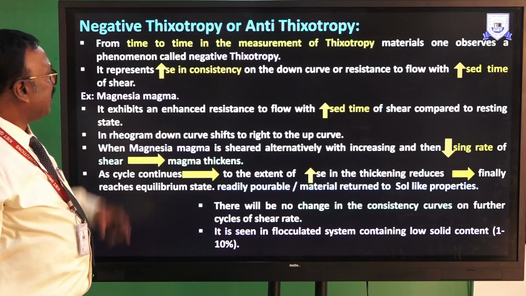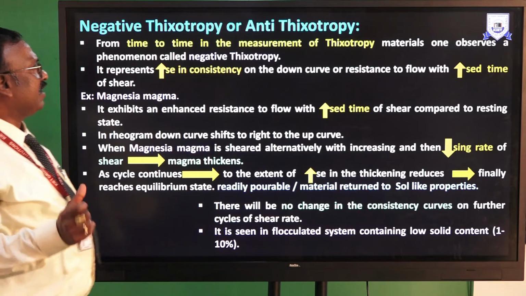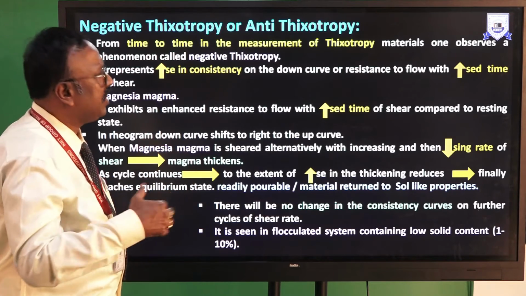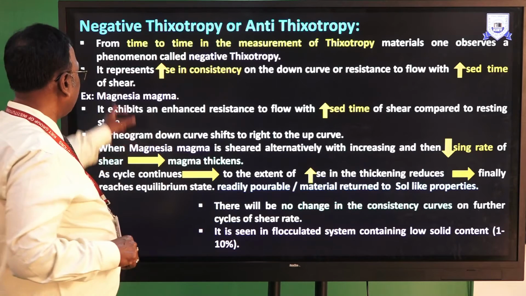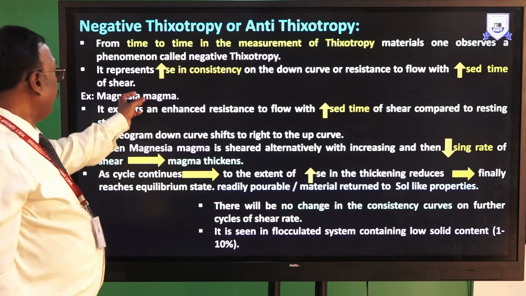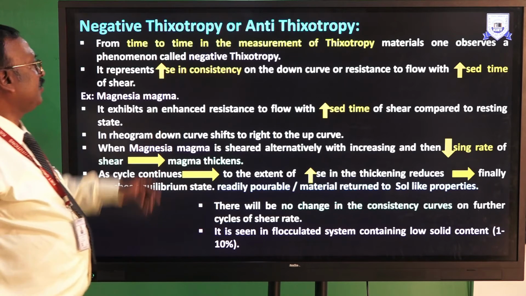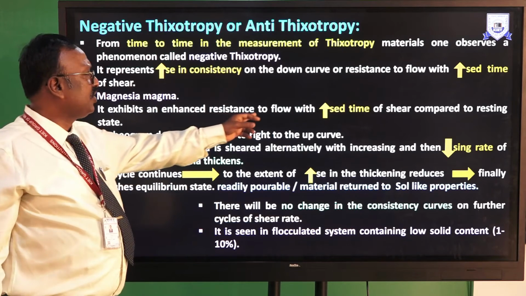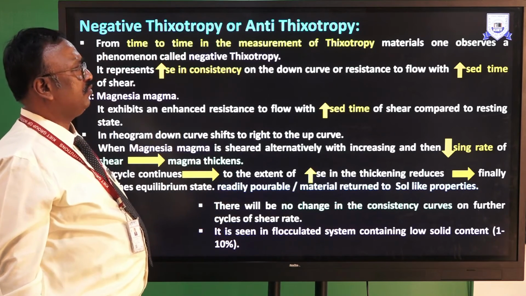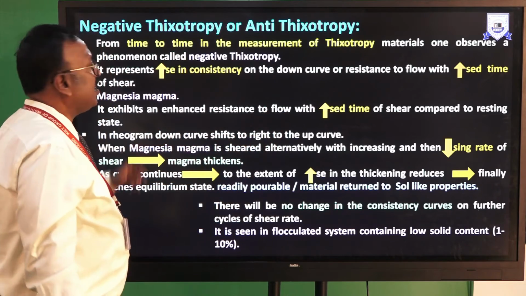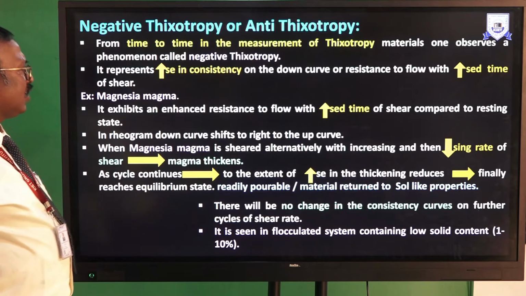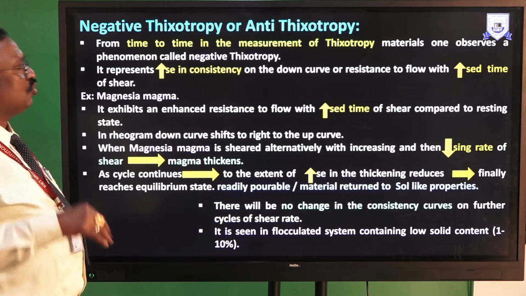That means it represents an increase in the consistency on the down curve, or resistance to flow with increased time of shear. For example, magnesia magma. It exhibits an enhanced resistance to flow with increased time of shear compared to the resting state. In a rheogram, the down curve shifts to the right of the up curve.